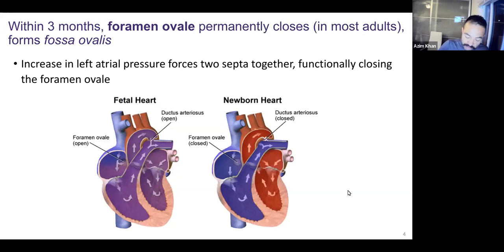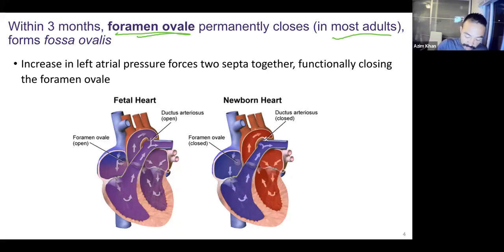Within 3 months, foramen ovale closes up completely in most adults. I say most because there are certain people who have it slightly open, and those people need surgery. We need to close that up. It's really bad if you have a mixing of left and right blood in the left and right chambers of the heart.